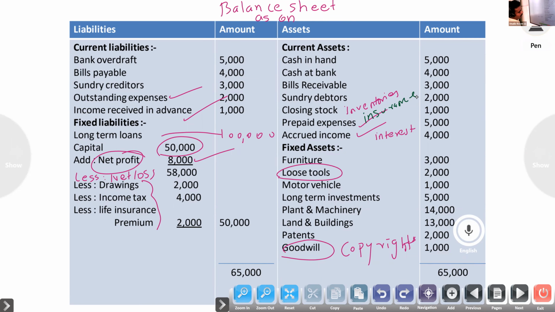Okay, now time is over. Tomorrow we will do the problems. One thing you have to remember: study the format of the trading account and balance sheet. Mainly just read the items of the profit and loss account. I know there is no need to tell you because all are good, brilliant students.